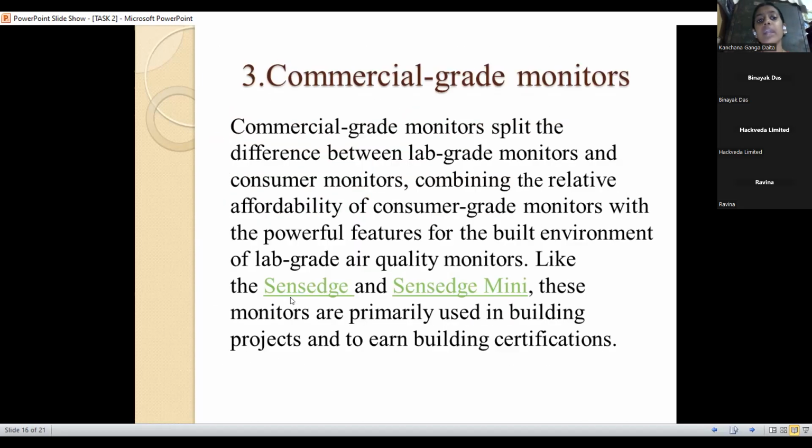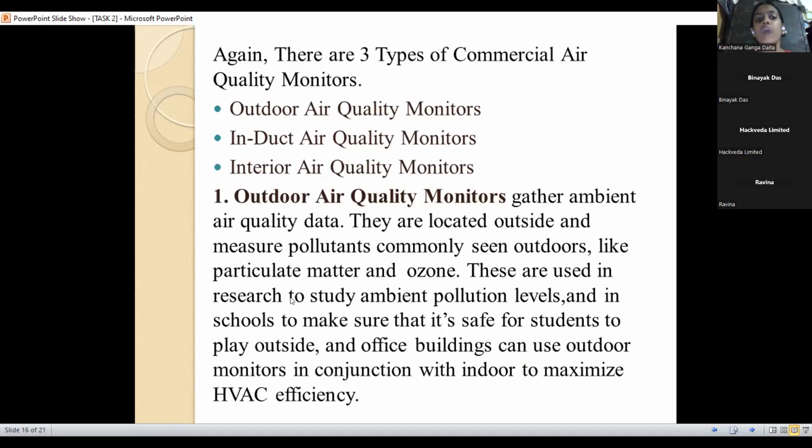The commercial air quality monitors are classified again as outdoor air quality monitors, indoor air quality monitors, and interior air quality monitors. What are outdoor air quality monitors? These gather ambient air quality data, the parameters I have already mentioned: the amount of carbon monoxide, carbon dioxide, nitrogen, the level of particulate matter, ozone, etc. These monitors are located outside and measure the pollutants commonly seen in our outdoor atmosphere.